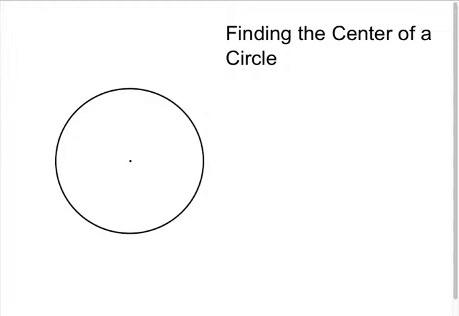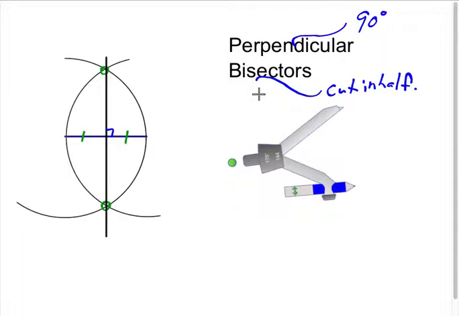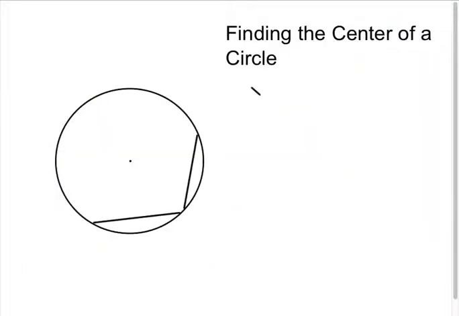Step 1, draw two chords. You can actually write that. Step 1, we don't need to write that. Draw two chords. Step 2, perpendicularly bisect each of the chords. We can do that with our compass.